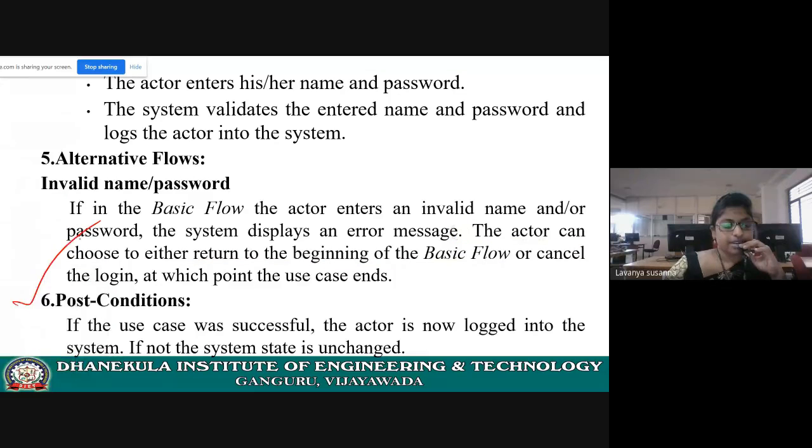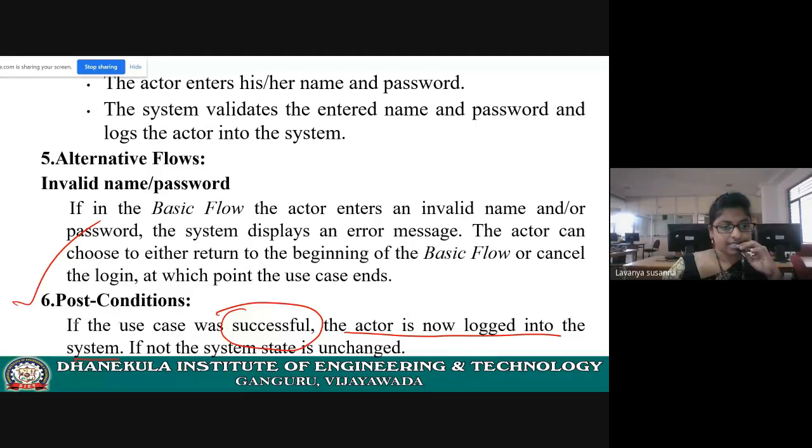Next, post condition. What is the post condition? A post condition is the condition that is met after the use case is executed. After login, what condition will you get? Successful, right? Login is successful, or you will log into the system. If the use case was successful, the actor is logged into the system. If not, the system state is unchanged.